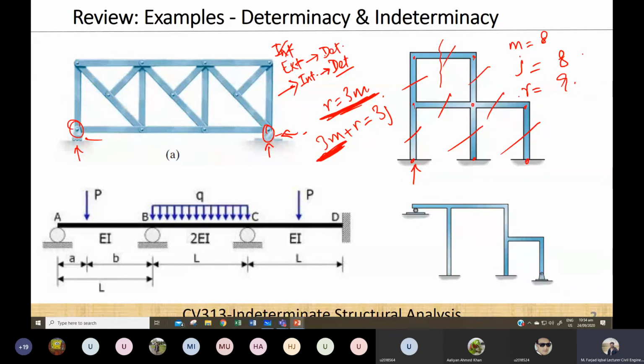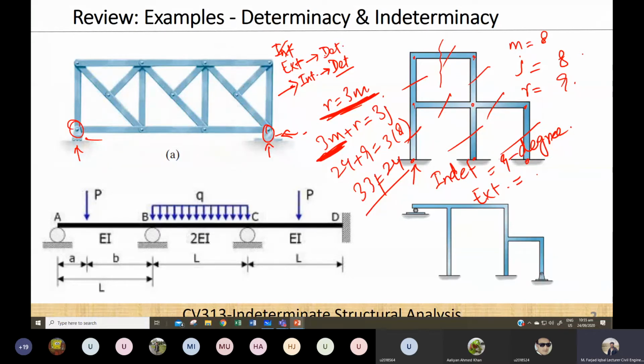So for example, for this frame, will it be determinate or indeterminate? 3 into 8, 24, plus R 9 is equal to 3 into 8. So 33 is equal to 24. So it is indeterminate internally by 9 degrees, right? And what about externally? Is it determinate? I think no. Externally it is indeterminate by 6 degrees. So any confusion about this one?